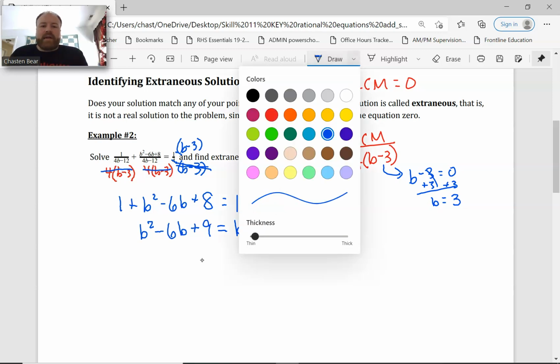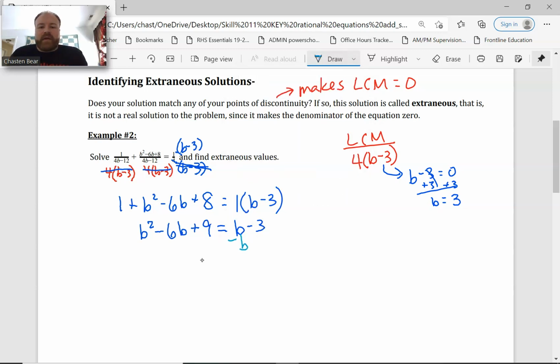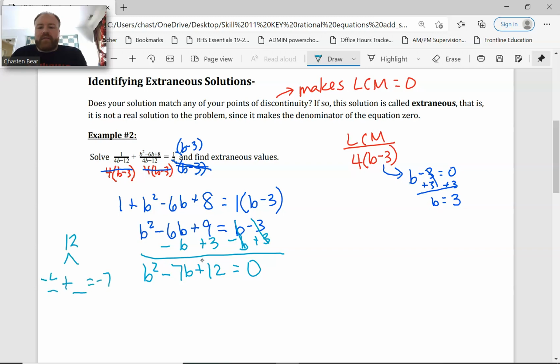This is quadratic, so I have to make one side equal to 0. So I'm going to just zero out this right-hand side. I get b squared minus 7b plus 12 equals 0. Two numbers that multiply to 12 and add to negative 7 are negative 4 and negative 3. So this will factor as b minus 4, b minus 3. From this we know b is 4, and we know this one b is 3.